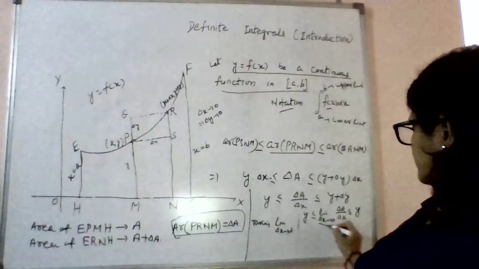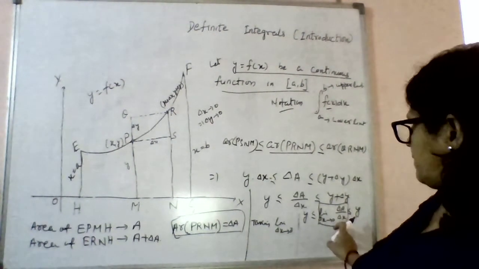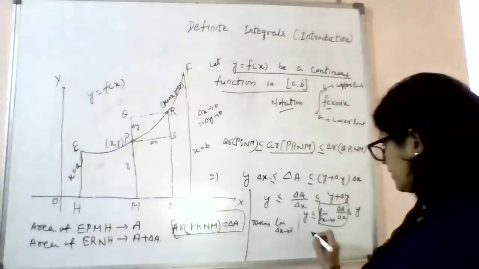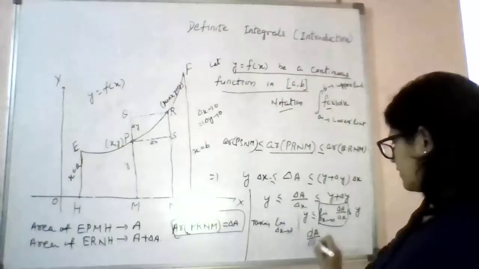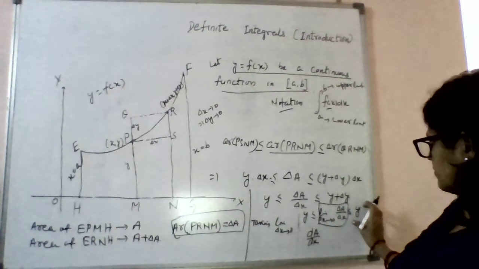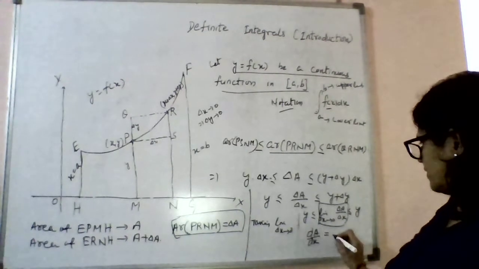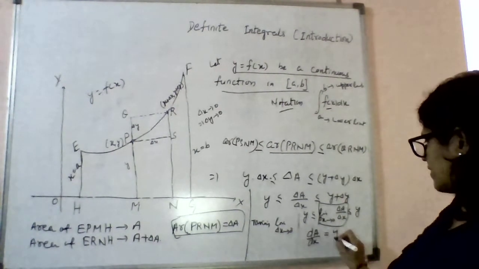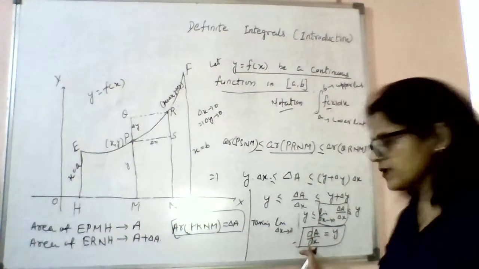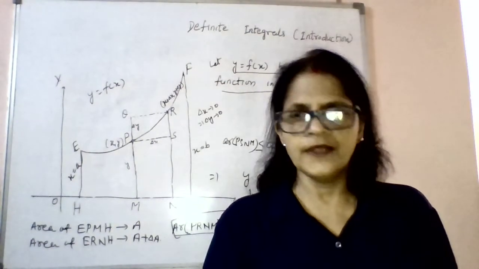Now the limit as delta x approaches 0 of delta A by delta x is dA by dx. So y is less than or equal to dA by dx, which is less than or equal to y. By the sandwich theorem, we can say dA by dx equals y. So the derivative of the area function with respect to x equals y. Let's see what A will be.